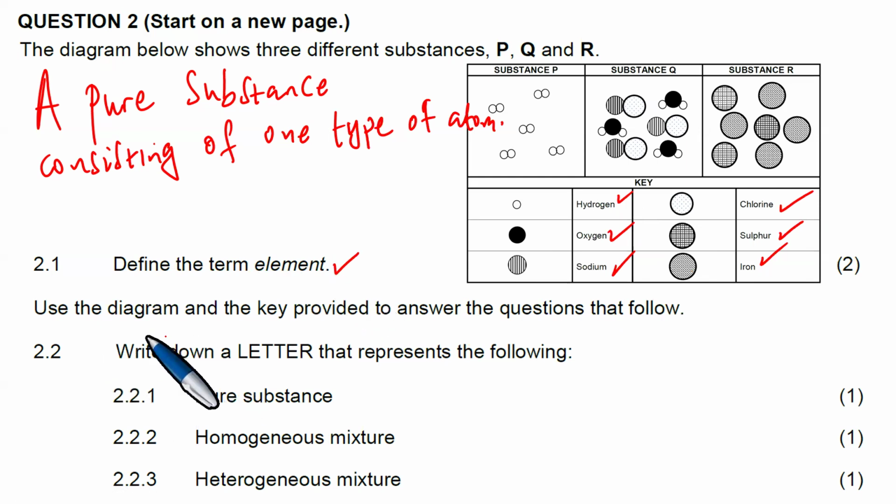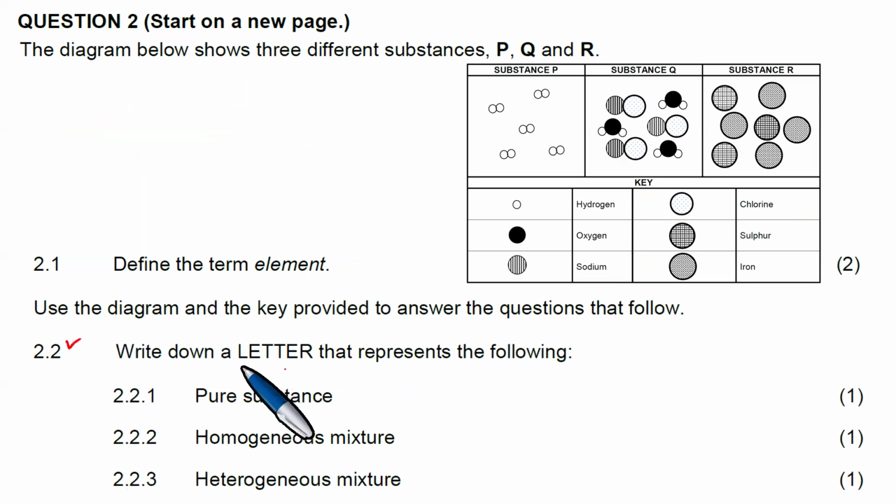The next point: use the diagram and the key provided to answer the questions that follow. We're going to use this diagram and the key provided to answer the questions that follow. In 2.2, for example, we need to write down a letter that represents the following. There's something that we call a pure substance. Which letter? Is it the letter P, substance Q, substance R?